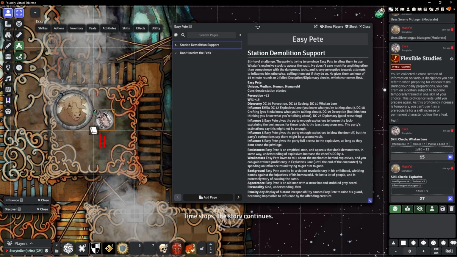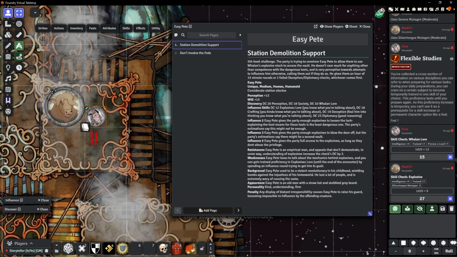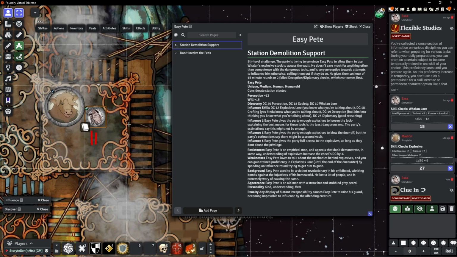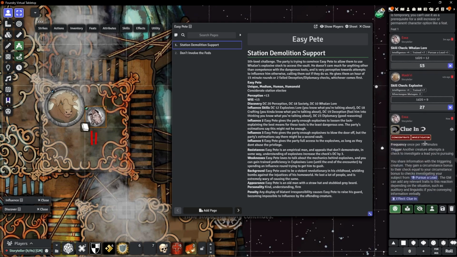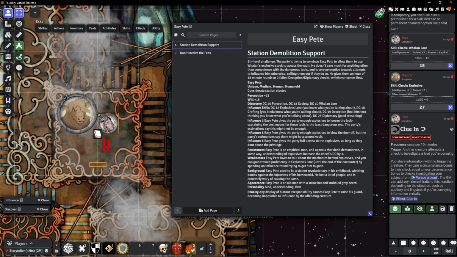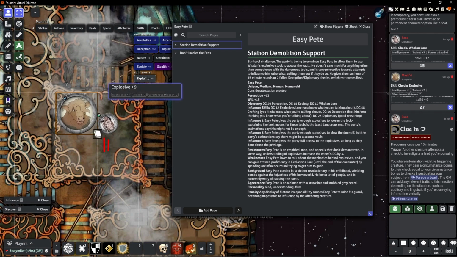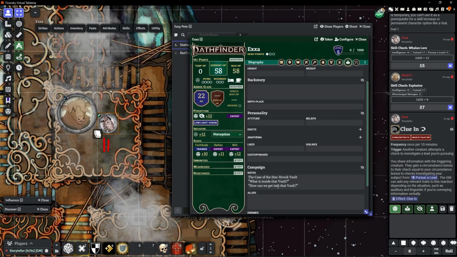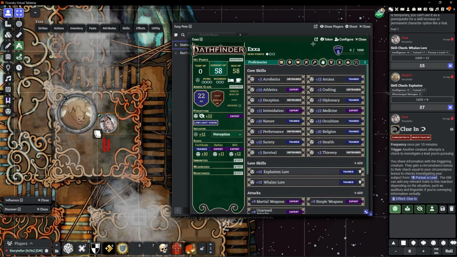Alrighty. So that is the end of round 2, and now moving into round 3, I'm going to remember that Exxa has a special feature called Clue In from Investigator. Once per 10 minutes, when another creature attempts a check to investigate a lead you're pursuing, so in this case, being able to use these explosive lore checks to attempt to influence Easy Pete is aiding in the investigation towards how can we get into the vault.